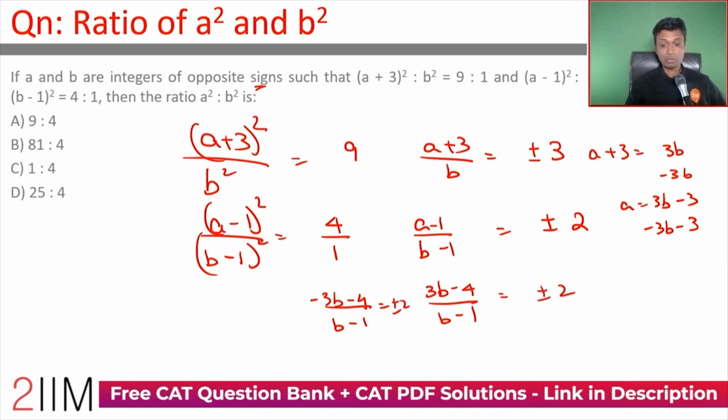Why are we solving all of this? Because we're given squares. So what are we trying to do? We're going to find the ratios for all of these, and then see the scenarios where a and b are integers and of opposite signs. And so let's start with the first one. This one, 3b minus 4 by b minus 1.